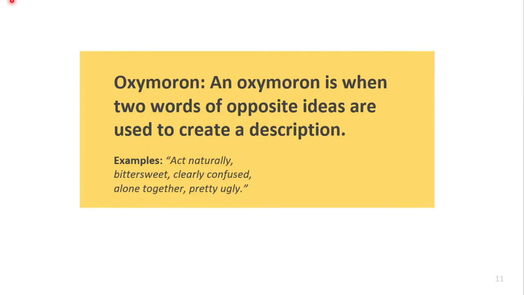Oxymoron. An oxymoron is when two words of opposite ideas are used to create a description. Examples include, act naturally, bittersweet, clearly confused, alone together, or pretty ugly.